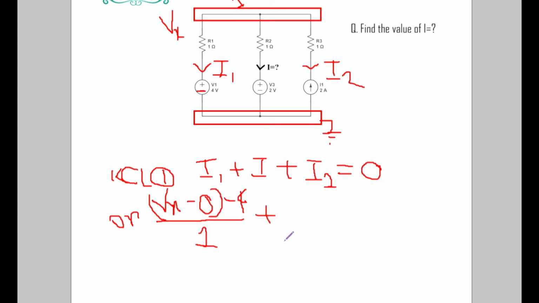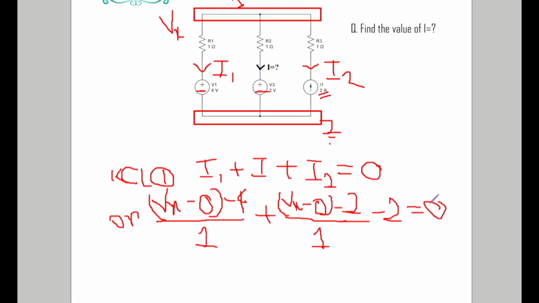And for I, we can write similarly: Vx minus 0 within bracket, and I is going out from minus 2 volts, so minus 2, and everything is divided by again R2, which is 1 ohm. And I2 is basically minus 2 ampere. The 2 ampere source current is going upward, and we have considered that node currents are going out, so we can simply say minus 2 is equal to 0.